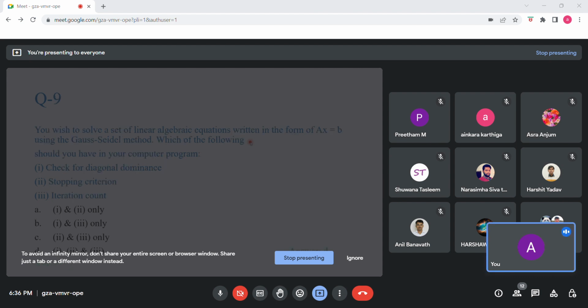Next is the one. This is not related to the case. This is a separate problem. Here it is mentioned that you wish to solve a set of linear algebraic equations written in the form of Ax = b using the Gauss-Seidel method.